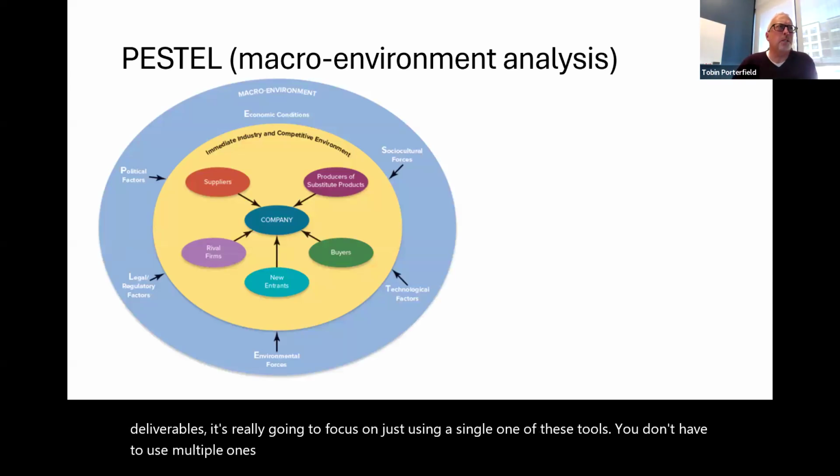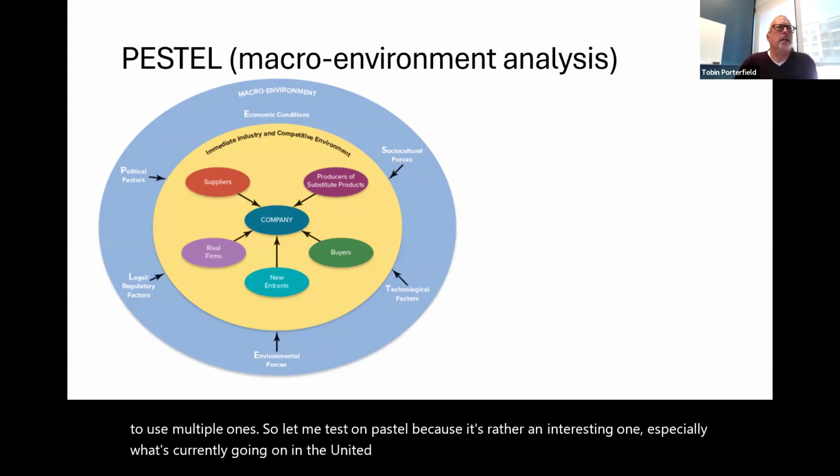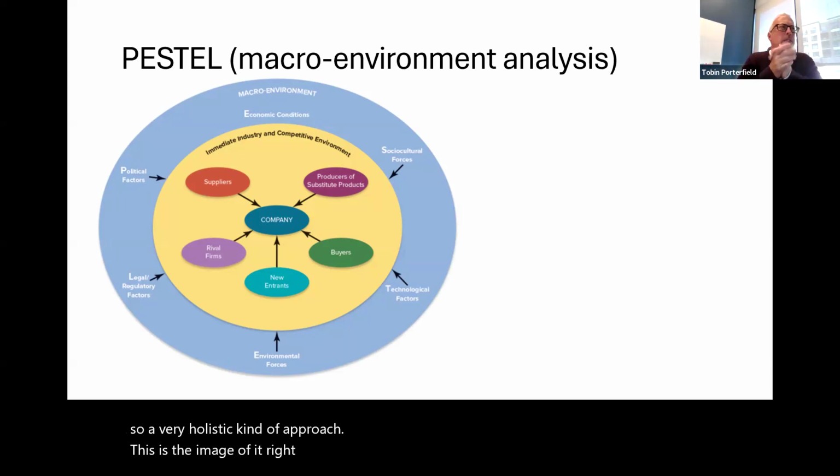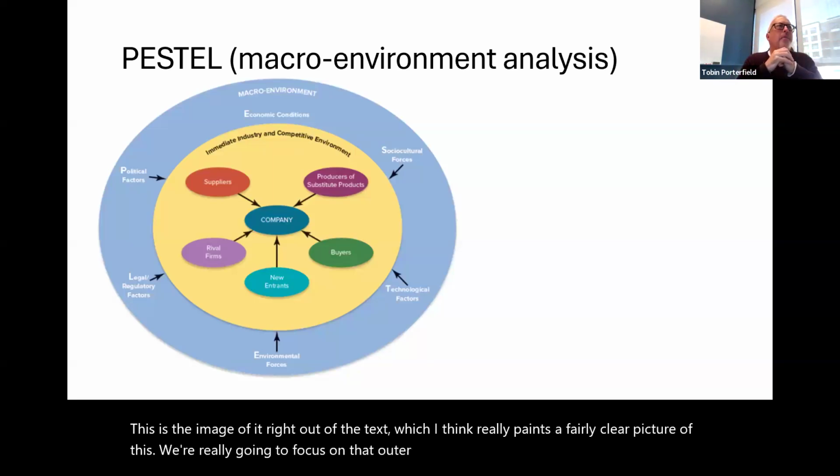So let me touch on PESTEL because it's rather an interesting one, especially what's currently going on in the United States. PESTEL focuses on the macro environment, so a very holistic kind of approach. This is the image of it right out of the text, which I think really paints a fairly clear picture of this. We're really going to focus on that outer ring, and I'll bring up the drill downs.